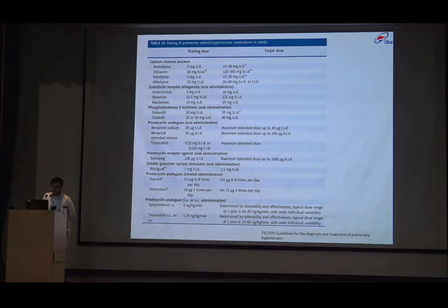Riociguat, which is infrequently used in some of the POPH cases in our institute, can also be started at 0.5 mg TID up to 2.5 mg TID.